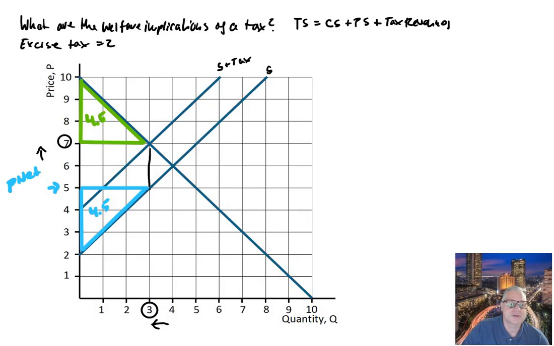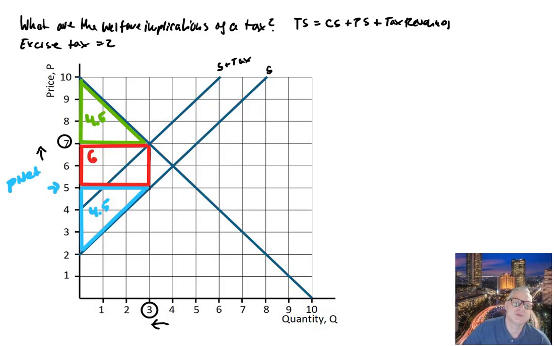So the tax revenue is 2, this is the 2, times the 3. So this red area here, 2 times 3, so this is the tax revenue, and this area is 2 times 3, 6. Okay, so why is it welfare? Because what is now tax revenue used to be part of consumer surplus, at least partially, and producer surplus.